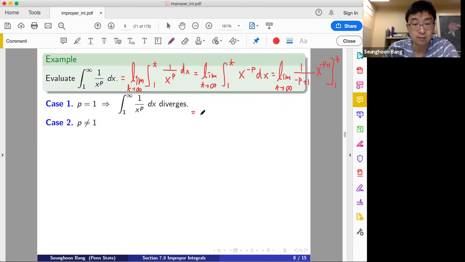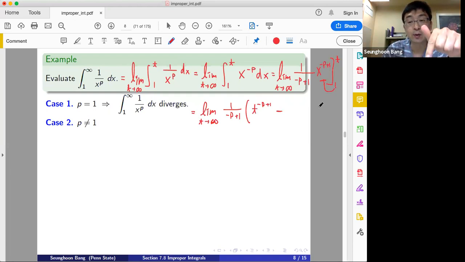So what's that? The limit as t approaches infinity. You plug in t: 1 over negative p plus 1 times t to the negative p plus 1, minus, you plug 1 into x. 1 to the negative p plus 1 is always 1. So we have this kind of thing.